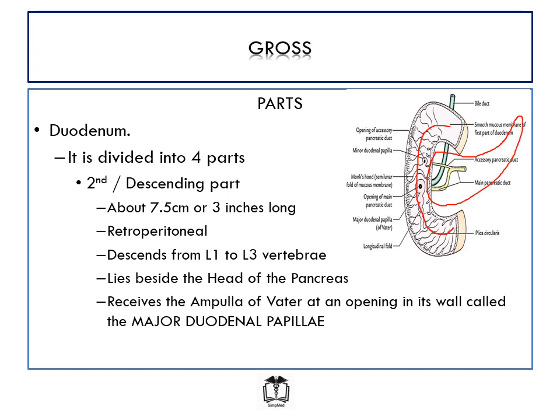It receives the ampulla of Vater. So remember, the ampulla of Vater is a duct that tends to drain the bile duct and the major pancreatic duct. So that ampulla of Vater tends to end at the second part of the duodenum. It ends by forming an opening within the lumen of the second part of the duodenum. This opening is known as the major duodenal papilla. So the major duodenal papilla tends to be the exit site of the ampulla of Vater.